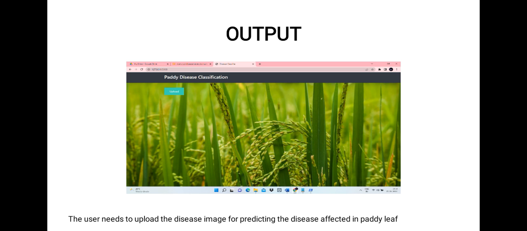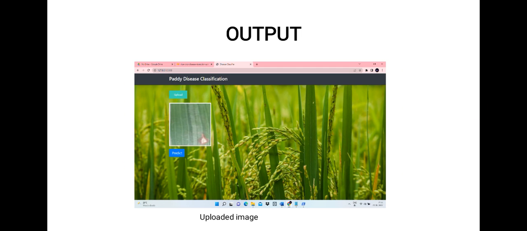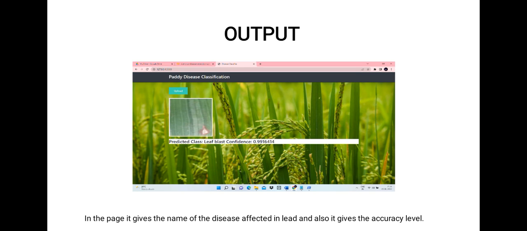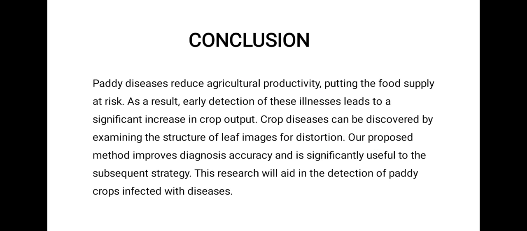Output. The user needs to upload the disease image to predict the disease affecting the paddy leaf. Once the image is uploaded, it shows this page. Then we need to click the predict button. Then it shows whether the leaf is affected or not.